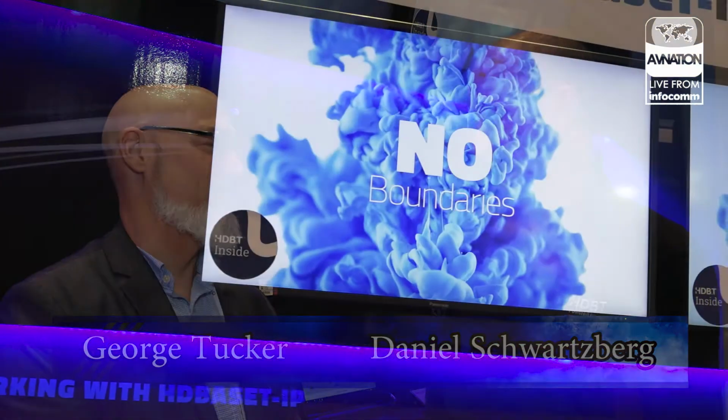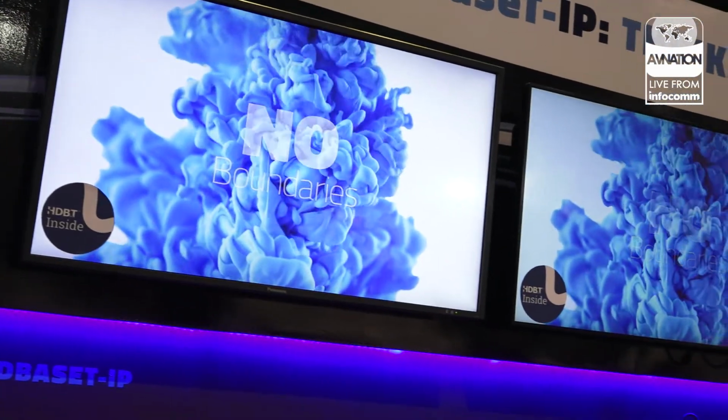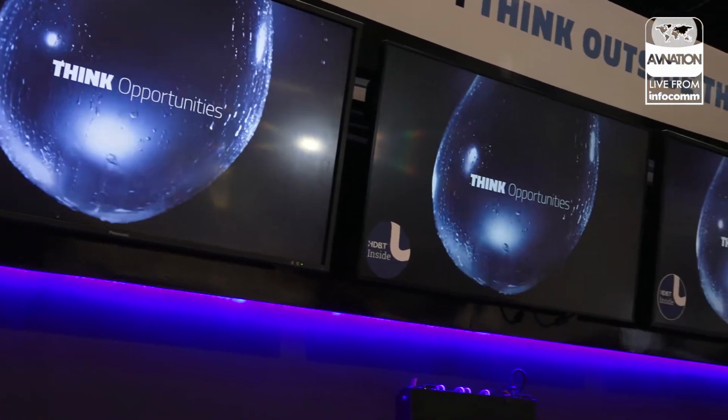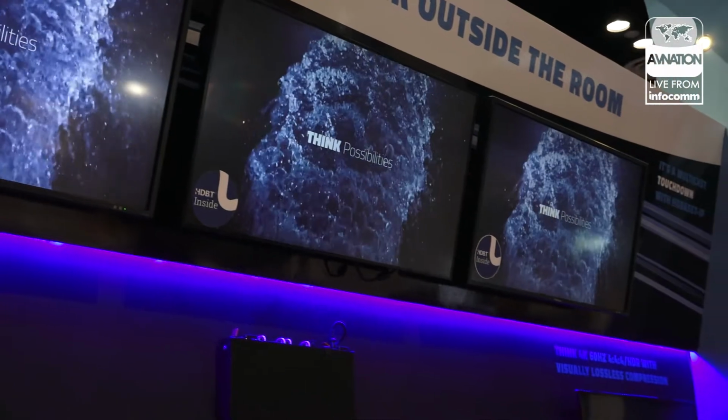HDBaseT, it's the heart of almost every single AV IP device out there. It's the heart of so many different systems. We have 190 members in the Alliance today and it's growing literally every week. And most of those Alliance members are producing HDBaseT products. They've been doing it for years, and we're looking forward to them doing it for many, many years to come. But when you talk about AV over IP and AV IP systems, actually what we're launching here at InfoComm is completely new. What we have here is HDBaseT IP.